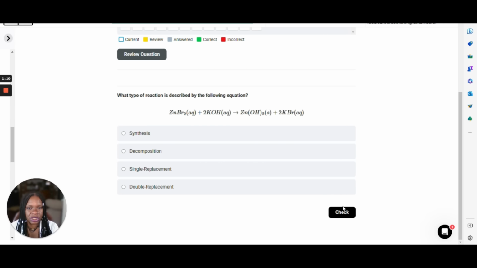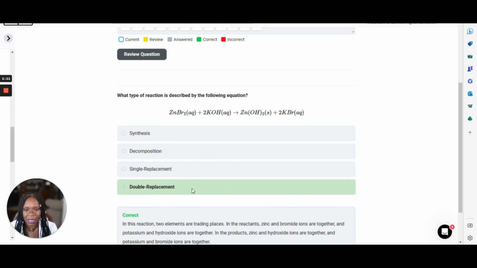What type of reaction is described by the following equation? Is it a synthesis, decomposition, single replacement, or a double replacement reaction? You've got to look at this and use the arrow as your dividing factor. Look at what's happening on the left versus what happened on the right side of our equation. So the answer for this one is going to be double replacement. And we're going to take a look at the rationale behind this.